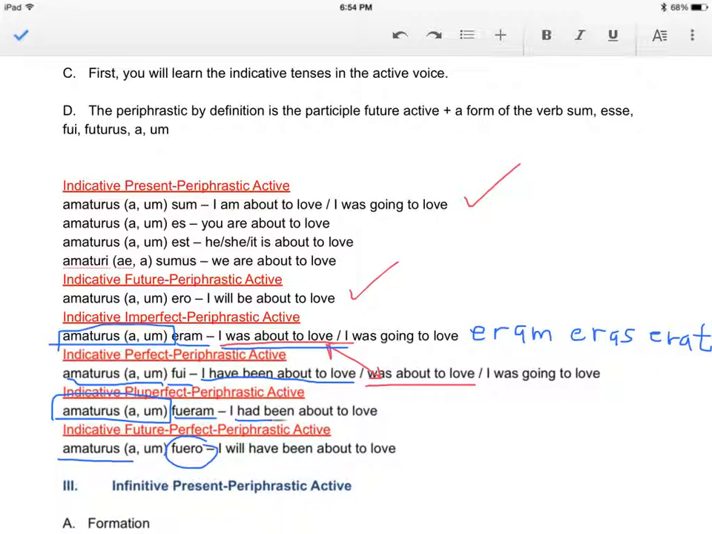And then you had, I had been about to love, and the indicative future perfect, I will have been about to love. So the translation of those should be studied because they are a little bit tricky. The indicative periphrastics don't show up a great deal, but they do show up. And so you have to have this in your mind because otherwise you'll be totally lost. It is so strange that you do have to master it in order to competently translate.